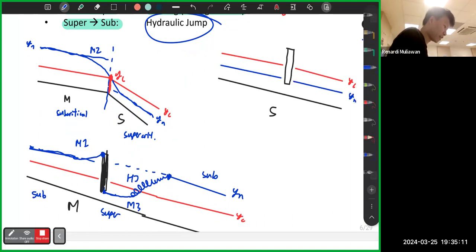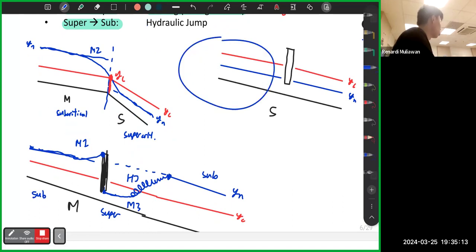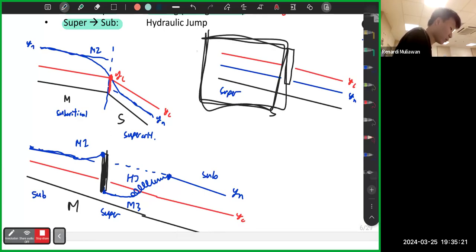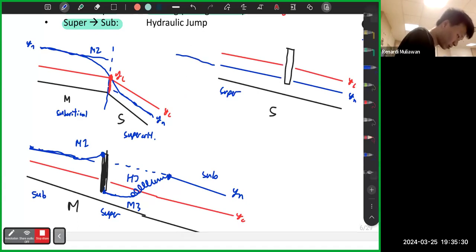Again, if there's nothing here, it's an upstream control. For a supercritical flow, it's an upstream control. So if you draw a box here, you only check what's happening upstream. There's nothing, so it's YN all the way from here. So this one is YN.